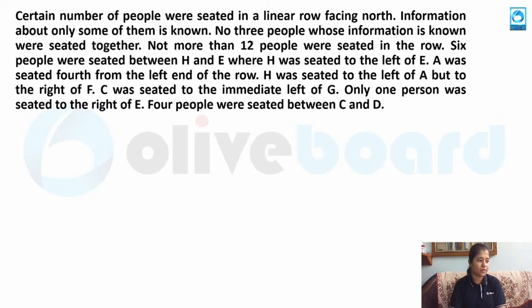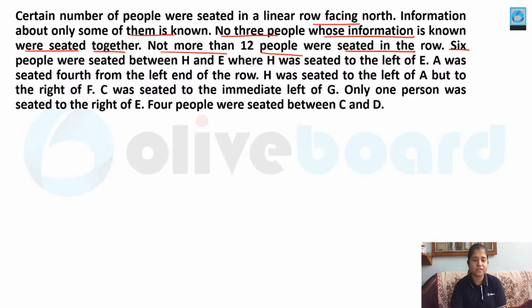Okay, let's see how many of you were able to do it. 62% of you gave the right answers. Okay, let's check, right? So, certain number of people are sitting in a linear row facing north and information about only few of them is known. Now, no three people whose information is known were seated together. Now, not more than 12 people were seated in the row. So, it is not more than 12, right?